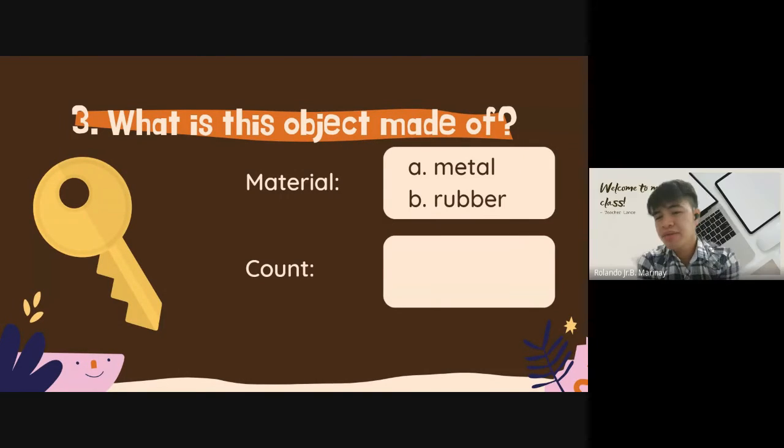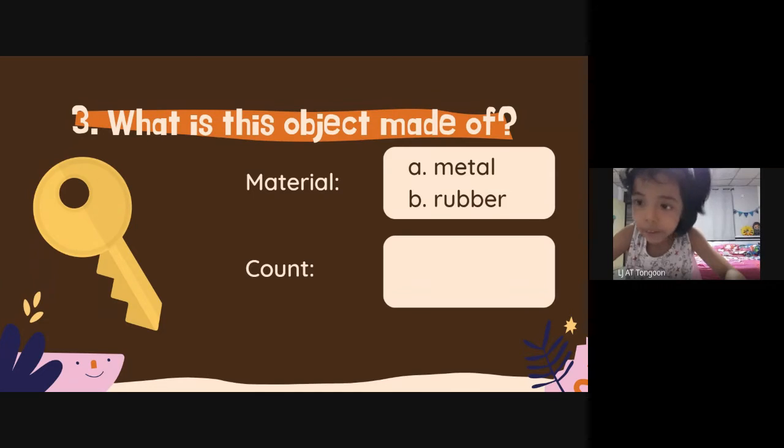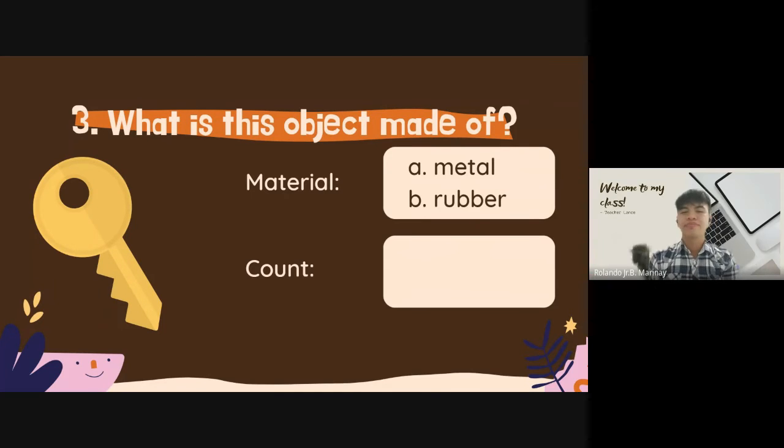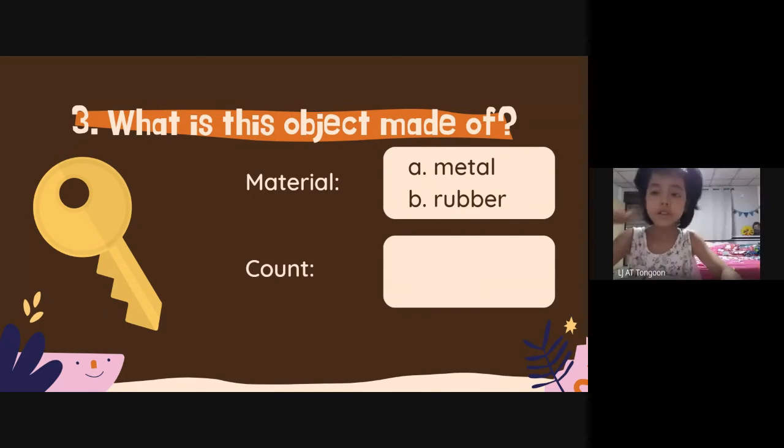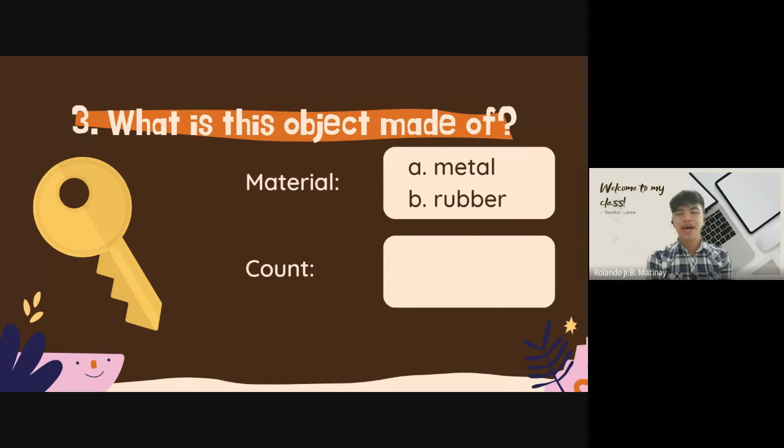And how many materials are used? One. Very good. Finish. Good job.